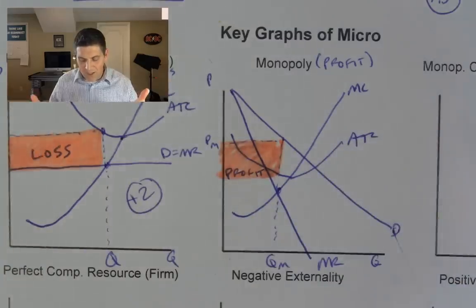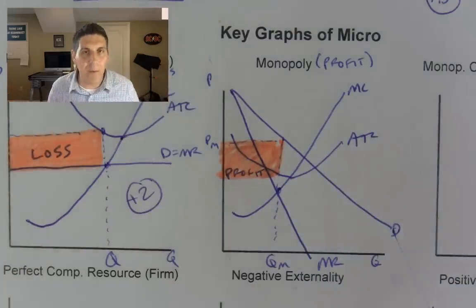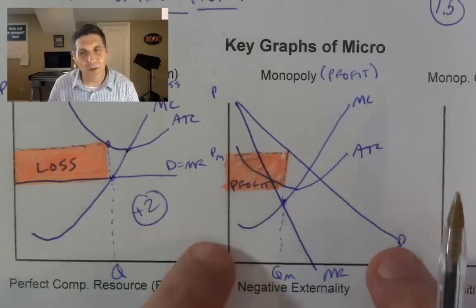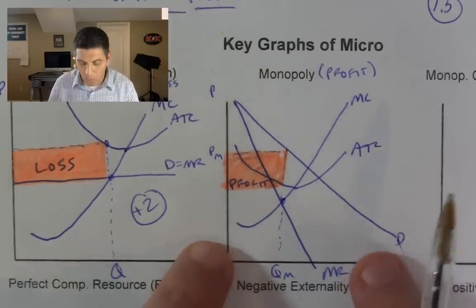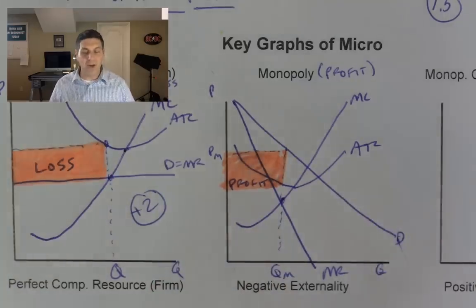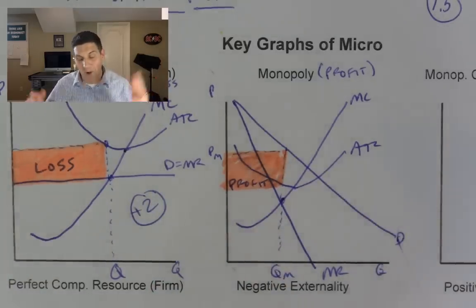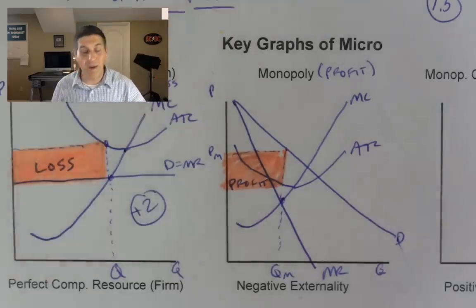There's only one firm, right? There's no other firms jumping in. That's what makes it a monopoly. That's what has it stay where it is. So this monopoly, other firms are not going to enter. The price is not going to fall. None of that change is going to happen. They're making profit, and they're going to stay that way because that's what monopolies do.